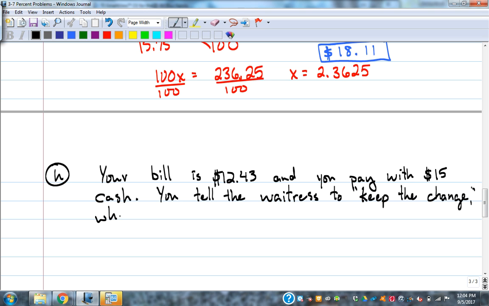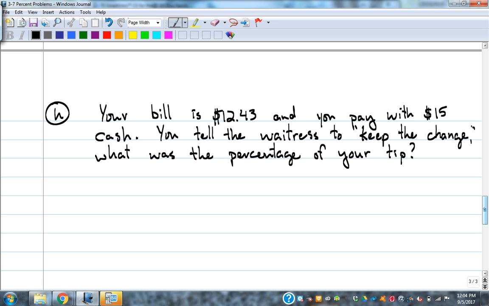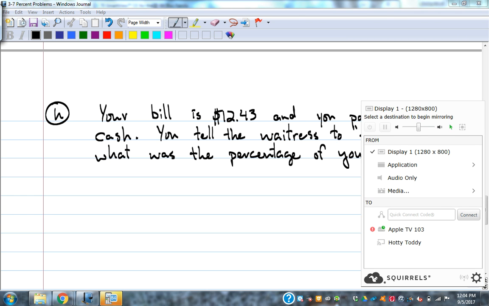Better way of asking that question. What was the percentage of your tip? Maybe it'll catch up in a second. Did this last block or first block this morning, and it caught up. All right, we'll try again.